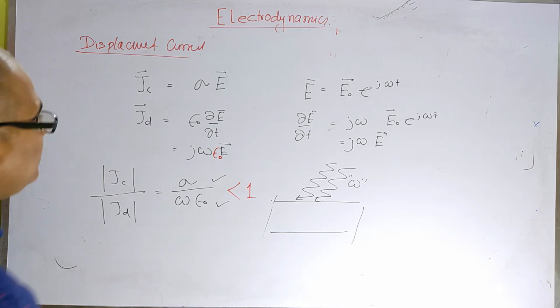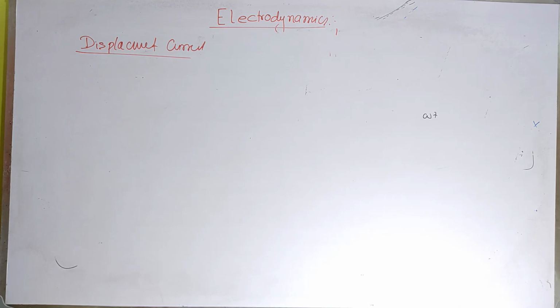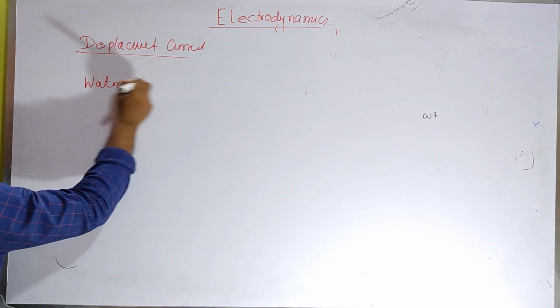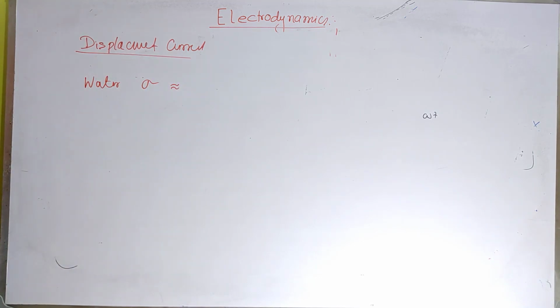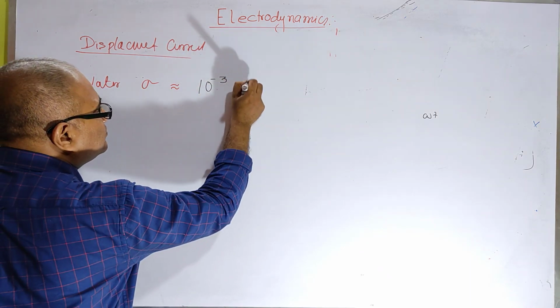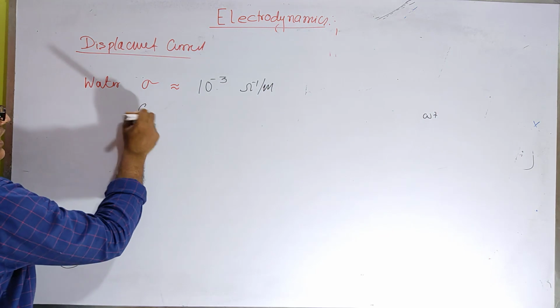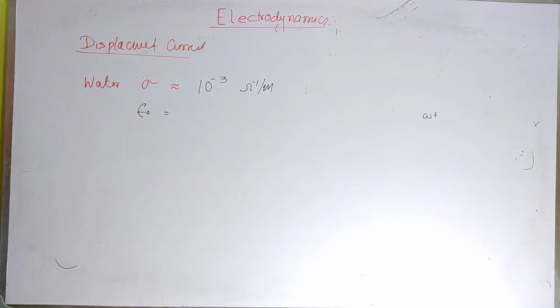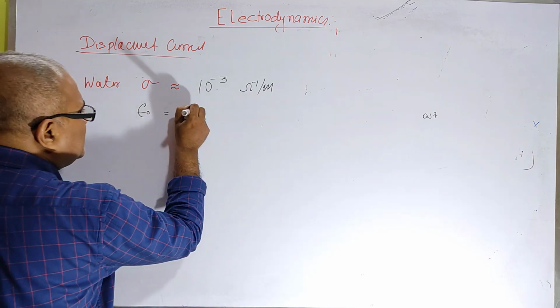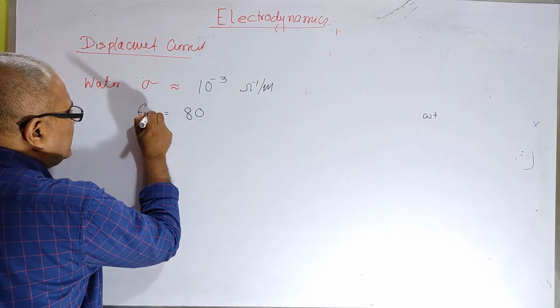I can give you a very common example. Consider the behavior of pure water, where sigma is about 10 to the power minus 3 ohm inverse per meter. Epsilon naught, you all know the dielectric constant is 81, say 80. Epsilon r is 80.